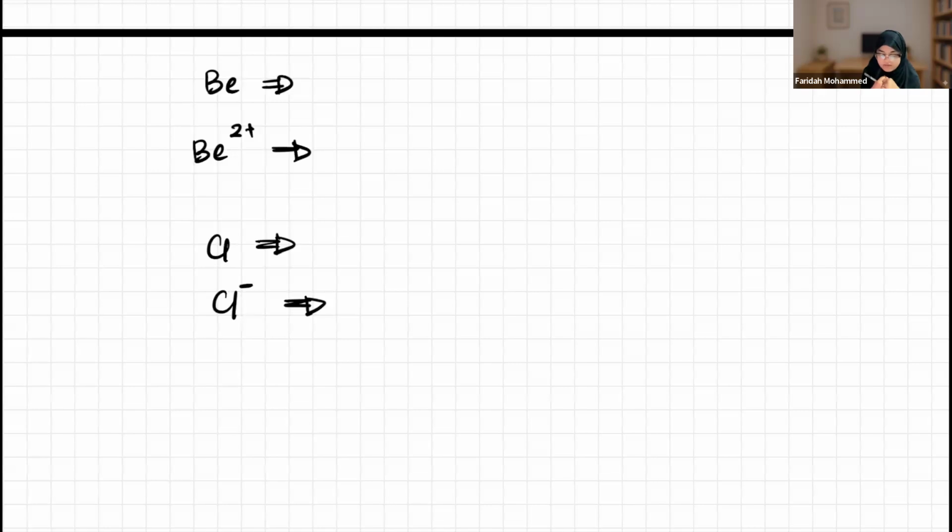You guys know how to write the electronic configuration, right? The 1s2, 2s2, and so on. Do that first. Write down the configuration for Be and Cl. And plus means you lose electrons, so you're going to take away from the outermost shell or outermost orbitals. Write it down, everyone. Now I'm going to ask you.